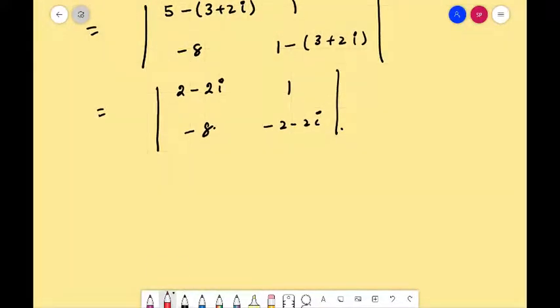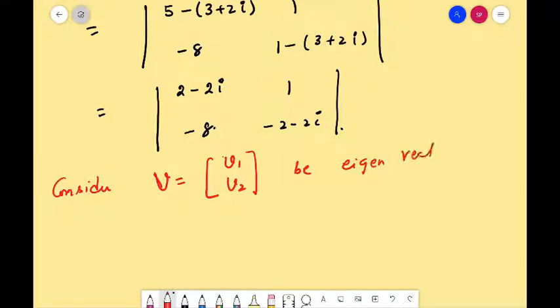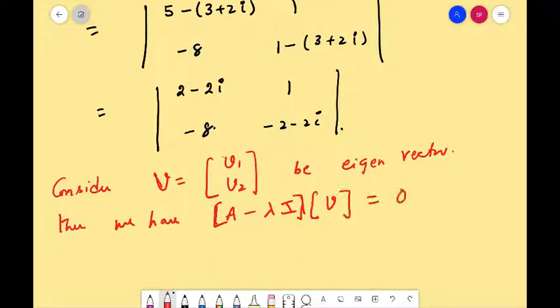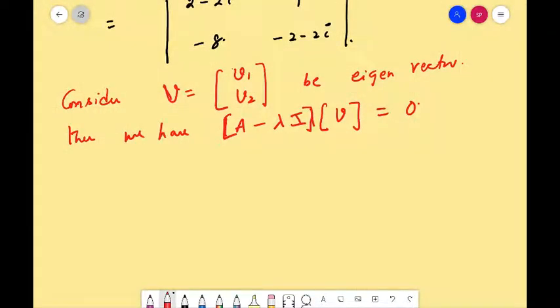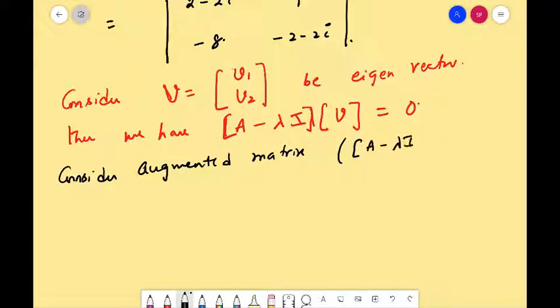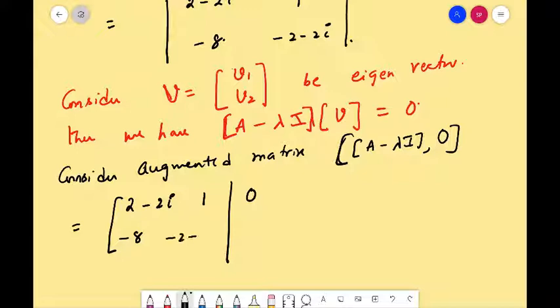Now we have to consider the augmented matrix. Let us call v equal to v1, v2 the eigenvector. Then we have A minus lambda I into v is equal to 0. To solve this, consider the augmented matrix, A minus lambda I with 0. That is 2 minus 2i, 1, 0 and then minus 8, minus 2 minus 2i, 0.